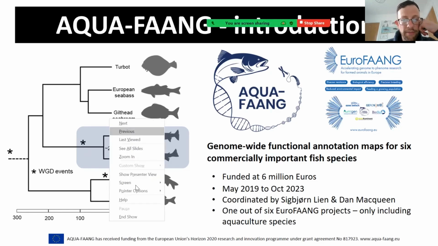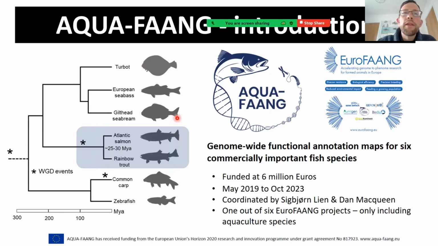I'll just get a laser pointer. Yeah. So these are the major farmed fish species in Europe that make up about 90% of all the production by value. My talk today is going to focus on the salmonid species, Atlantic salmon and rainbow trout. These split off about 25 or 30 million years ago. Their genomes are characterized by a shared ancestral whole genome duplication event, which is of a lot of scientific interest, including to researchers in AQUA-FAANG, and I'll come back to that soon.